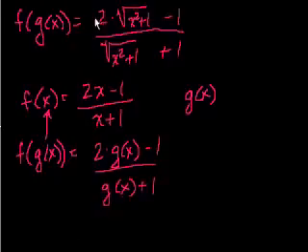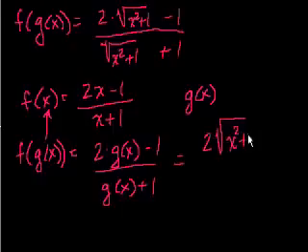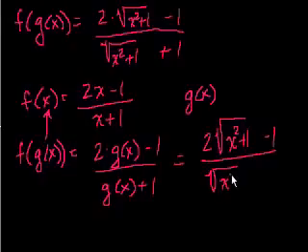And we also know that f of g of x is equal to this thing, right? Here we just took the g of x and put it in f of x, and we wrote the g of x in the expression. But we know that that is equal to this expression up here. So that is also equal to 2 times the square root of x squared plus 1 minus 1, all of that over the square root of x squared plus 1 plus 1.